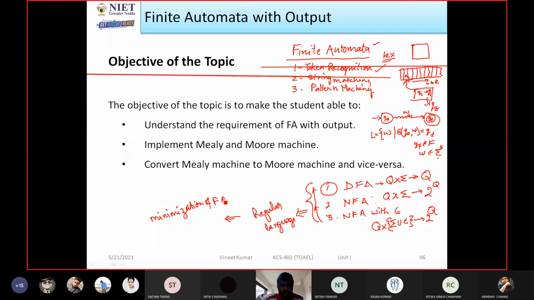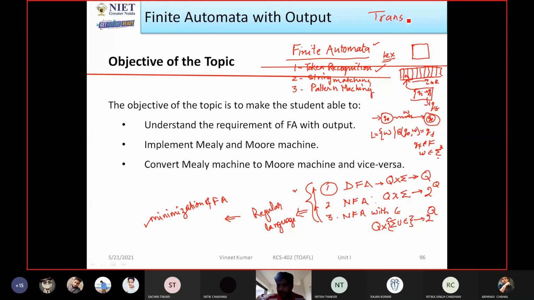Right? All these topics were discussed in the previous class. Now, today we discuss finite automata with output. The objective of this topic is to understand how finite automata work as an output machine. This output machine is also called a transducer.